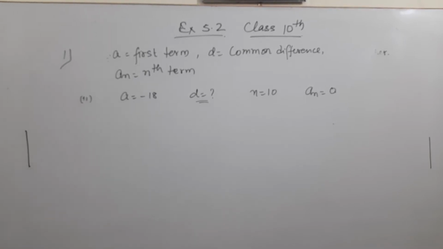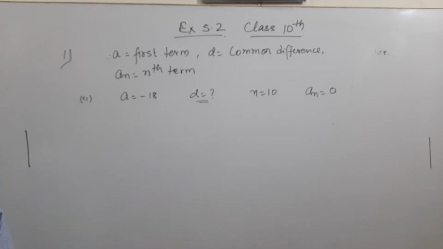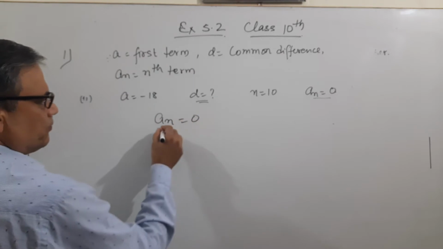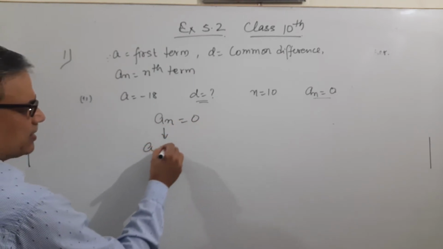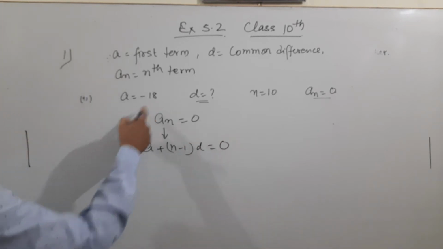You have to try to solve within 1 minute. We have to apply a simple formula. Here AN is equal to 0. We apply the formula: A plus N minus 1 into D equal to 0. And now simply put their value.